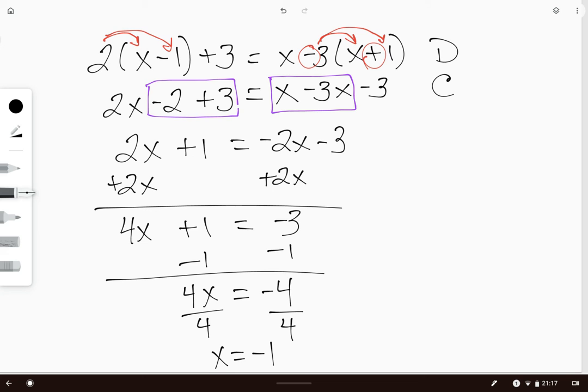So there you go. There's equation day. Hopefully if you work these with me, you got them all right, or you're able to follow along and get them right.